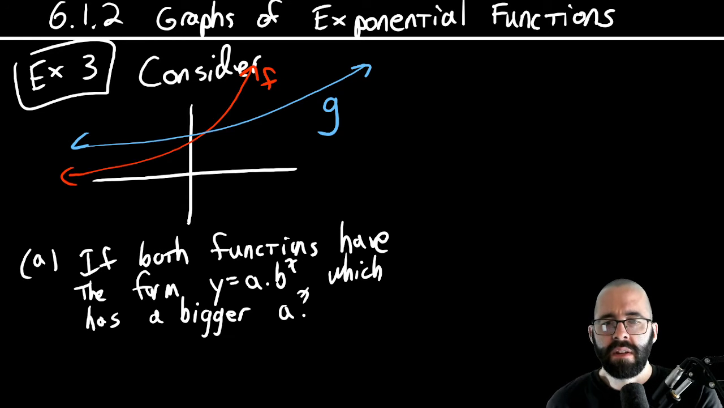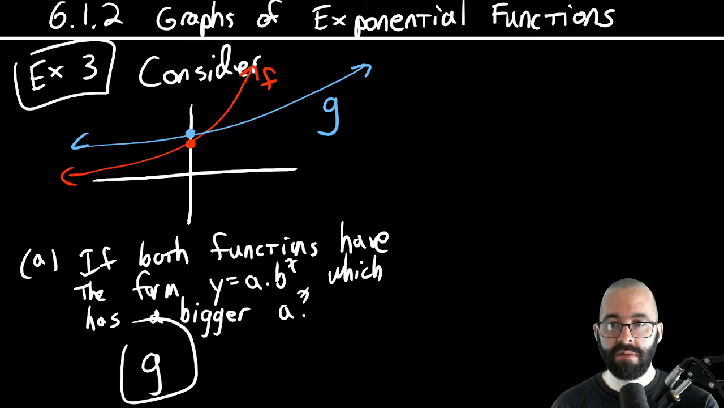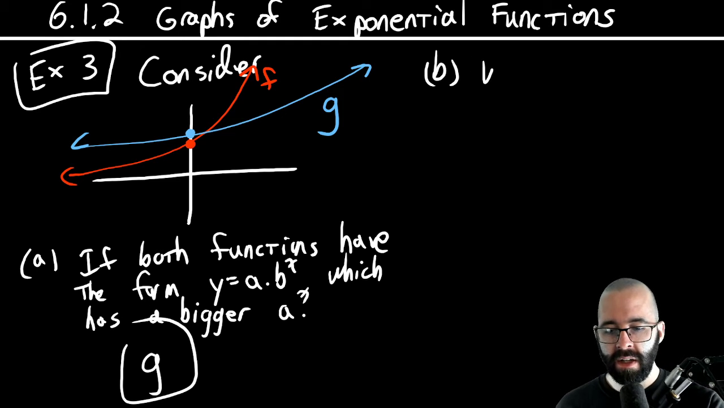Well, if a is the initial value, a is the y-intercept. Well, this is G's y-intercept. This is red's y-intercept. Which one's bigger? Well, G's. G has a bigger a. That sounds weird. G has a bigger a. Yes, okay. Part B. Now, which b value is bigger?